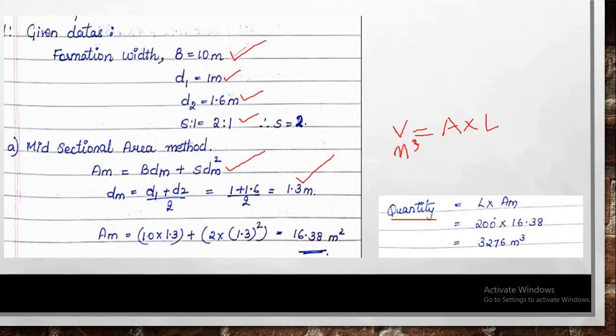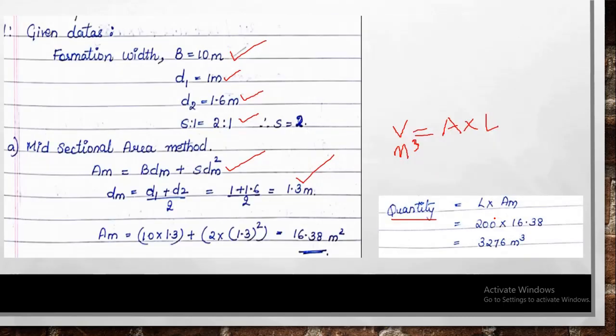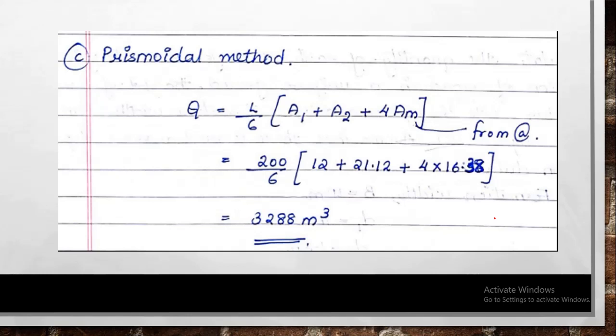We need to check whether the values obtained from mid-section and mean section are the same or not. It need not be the same, it will be different. Okay, in this case you can see there is some difference in the values obtained from the two formulas. Okay, so coming to the prismoidal formula, since there are only two sections given in the question.